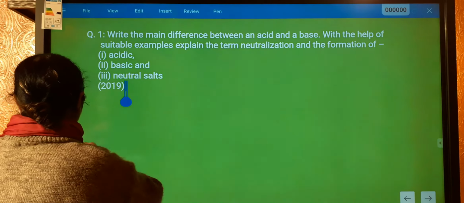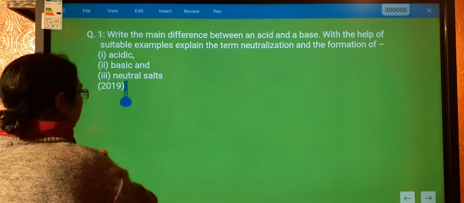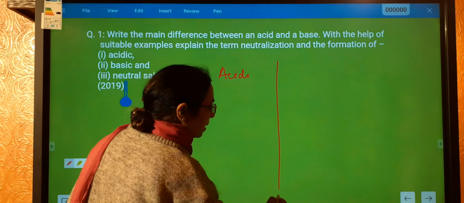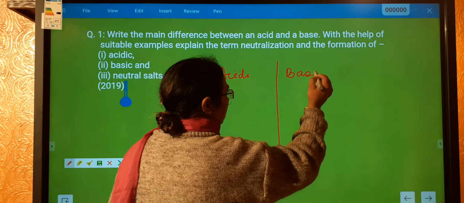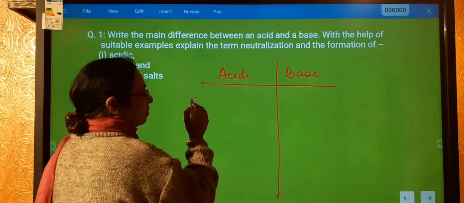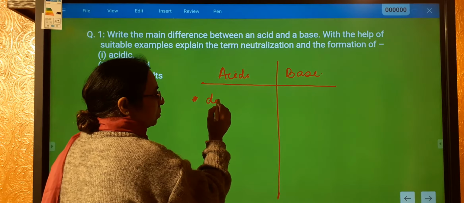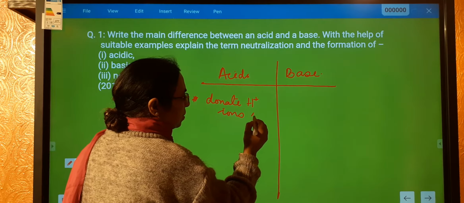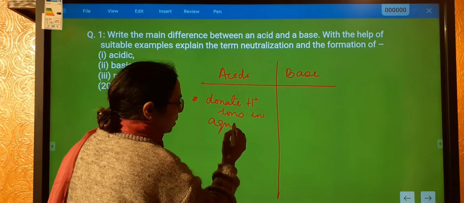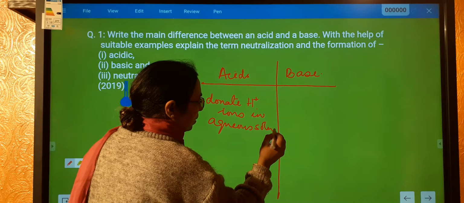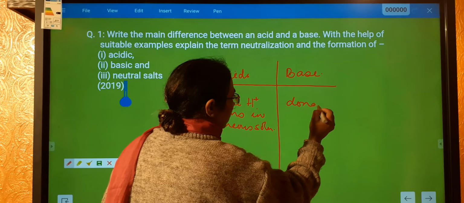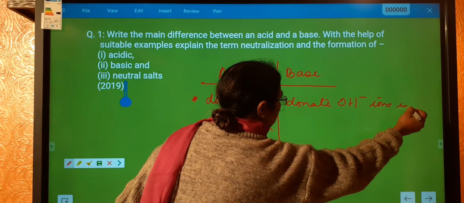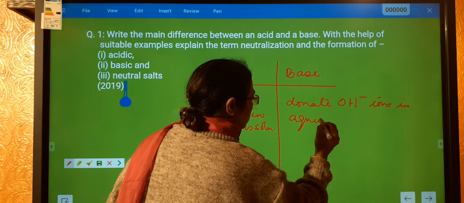So one side we will write acids, the other side we will write bases. Now acids, they donate H plus ions in aqueous solution. And bases, they donate hydroxyl ions, OH minus ions, in aqueous solution.